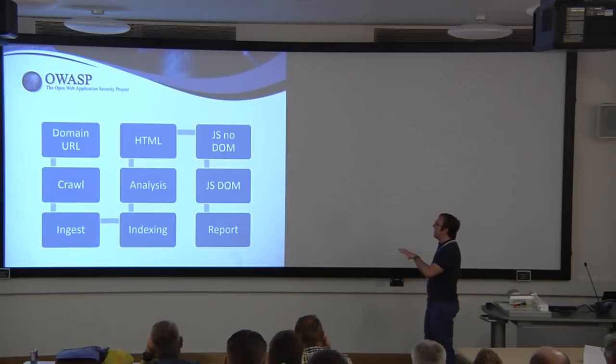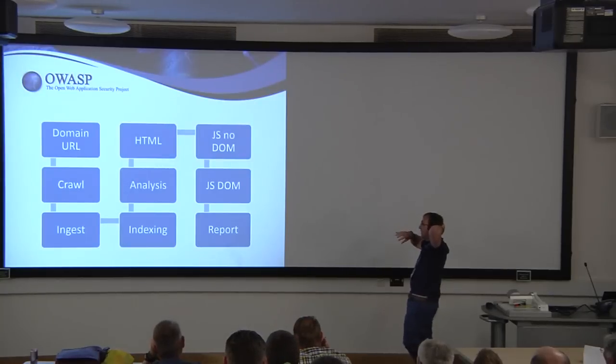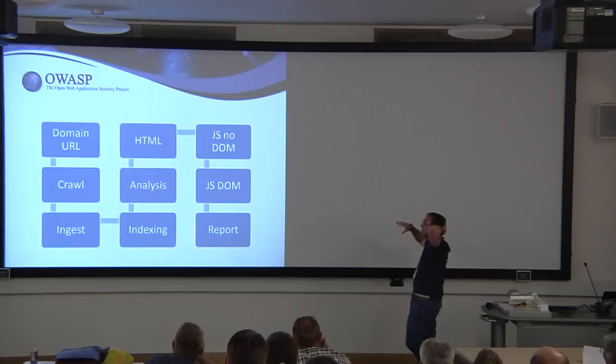This is the pipeline I use. You take the URL, you do the crawl, you ingest all the resources, you index them, and you do analysis. I start from the HTML and extract all the components, so I get the JavaScript. If it doesn't contain DOM manipulations, I run it through the monkey patch so I can do that kind of profiling.